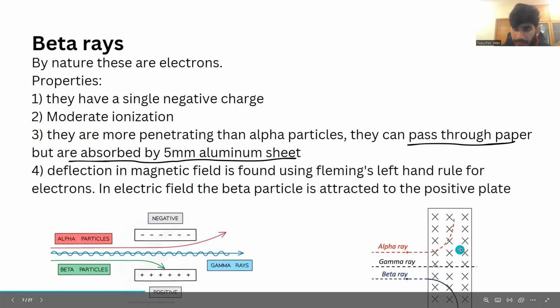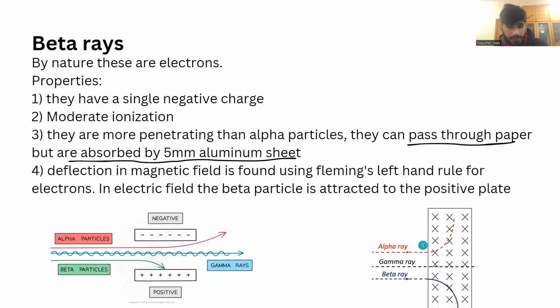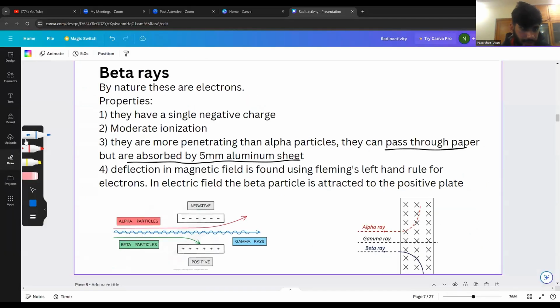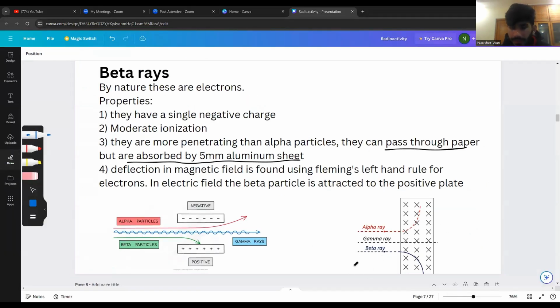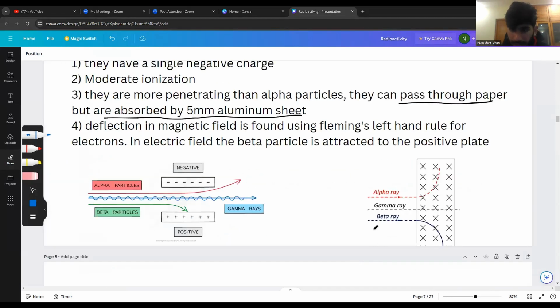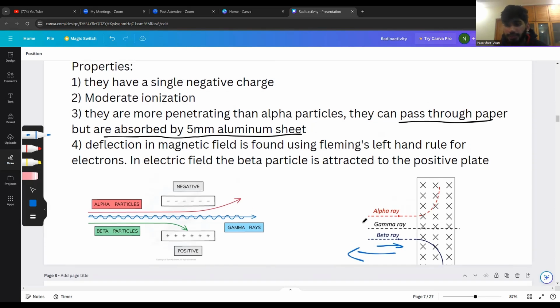Now, when you pass them through a magnetic field, you need to again apply Fleming's left-hand rule. The only change that you really need to make over here is the direction in which you're pointing your middle finger, which is supposed to refer to your current in the field. So for beta rays, since the beta ray is passing in this direction, you're going to take the current in the opposite direction, because conventional current flows opposite to the negative charge, right? Alpha rays were positive, that's why we took the same current direction as the path of the alpha ray. But for beta ray, since it's negatively charged, we take the current direction completely opposite.